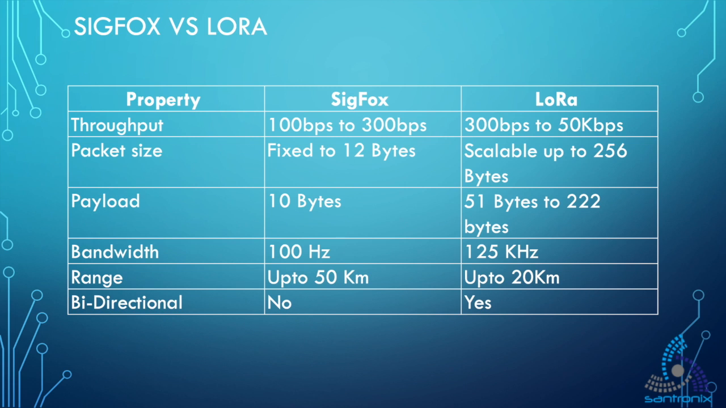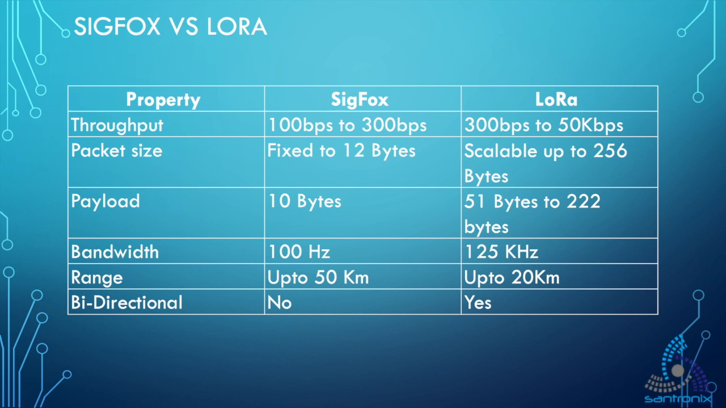So when you compare Sigfox versus LoRa, let's see how they comparatively perform. When you talk about throughput, Sigfox has 100 bps to 300 bps throughput, but LoRa has 300 bps to 50 kbps, which is higher than Sigfox, so better. Packet size is only 12 bytes in Sigfox, but LoRa can go up to 256 bytes, which means more data can be fit into a single packet.